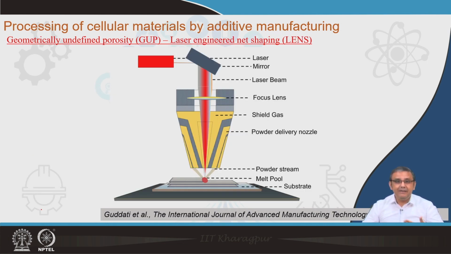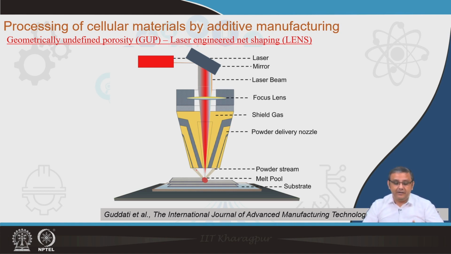Another very similar process, also employing a laser to fabricate porous materials, is being shown over here. This process is called laser engineered net shaping, or direct energy deposition. In comparison to the last process where the powder bed is created, in this case no powder bed is created. The powder, or whatever material powder we need for our component fabrication, is coaxially fed onto the substrate with the laser, and we also have some gas shielding to overcome the oxidation problems.